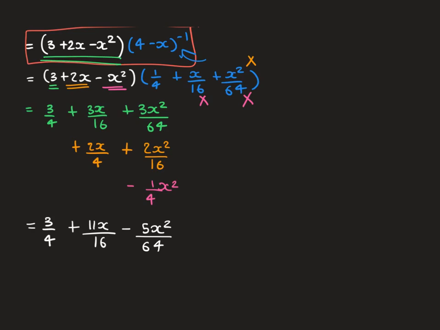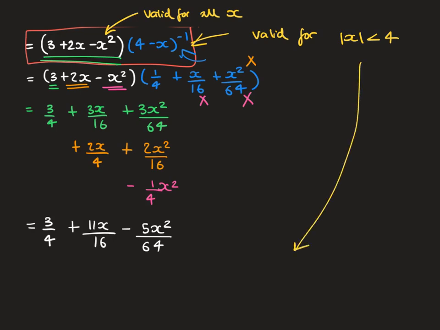For validity conditions, this part here is valid for all x. Remember, that was just a product of 2 very standard binomial terms. And this part here, the blue part, will be valid for mod x less than 4, which means that the whole expansion here, this result at the end, is valid for mod x less than 4, or if you prefer, x between minus 4 and 4.